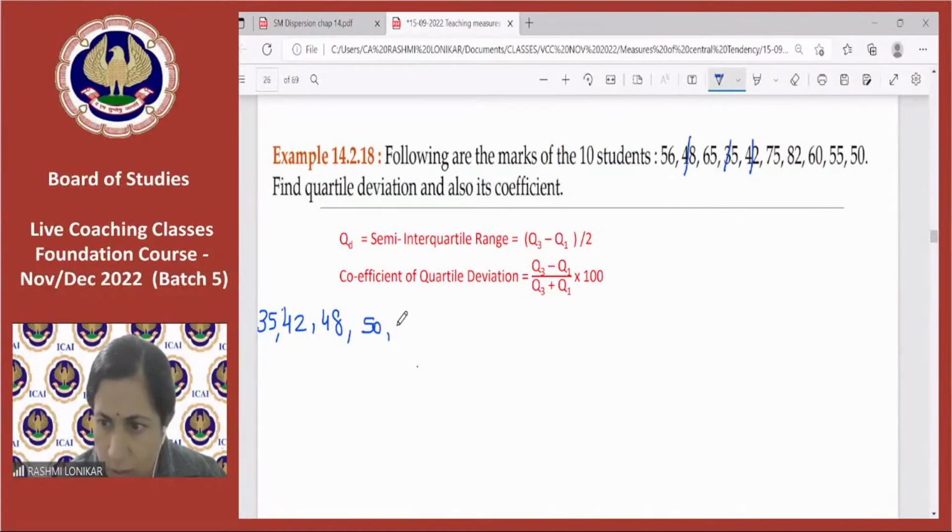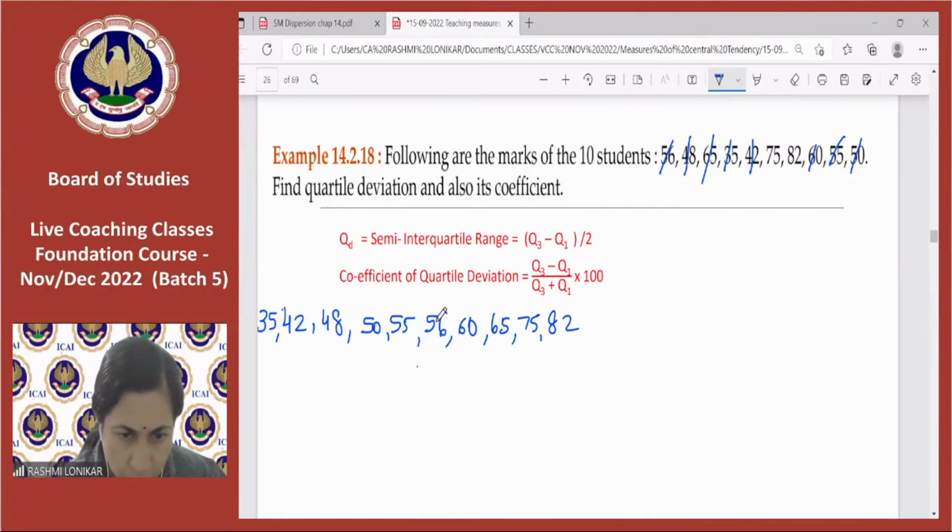Then 50, then 55, 56, 60, then 65, 75, and 82. 1, 2, 3, 4, 5, 6, 7, 8, 9, 10. It's always a good thing to first find out how many numbers there are. Okay, so these are the numbers.